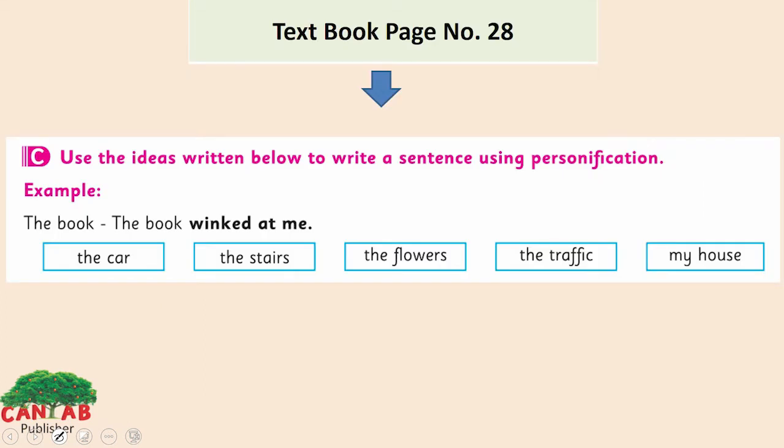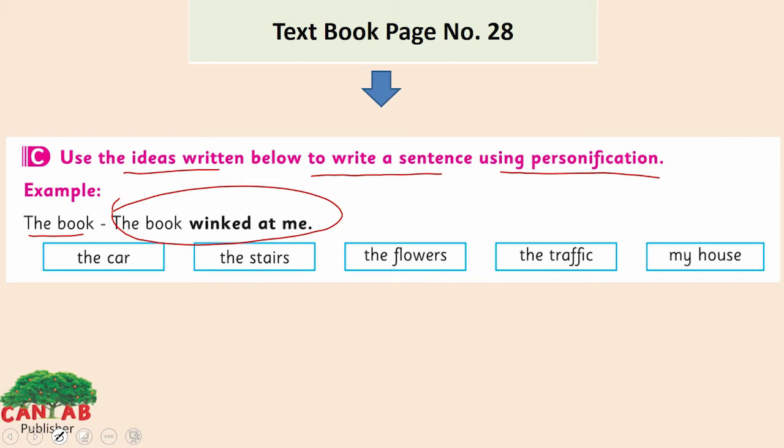Look at the page number 28. Use the ideas written below to write a sentence using personification. Examples are, the book winked at me. Only a person can wink, so it is a use of personification which is not real, not possible here.